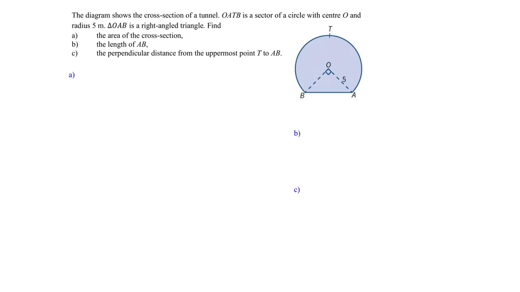Hello everyone, welcome to this video where we are given this diagram of a cross section of a tunnel. They also let us know that this OATB is a sector of a circle centered at O, radius is 5, and there's a right angle triangle OAB. Find the area of this cross section.